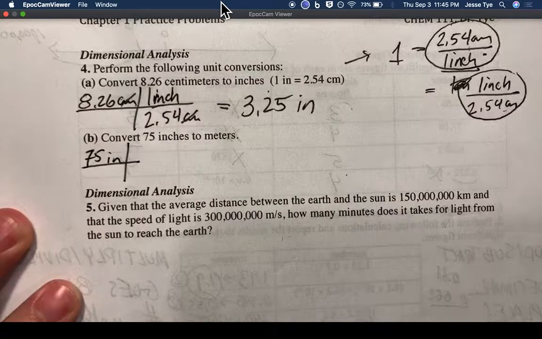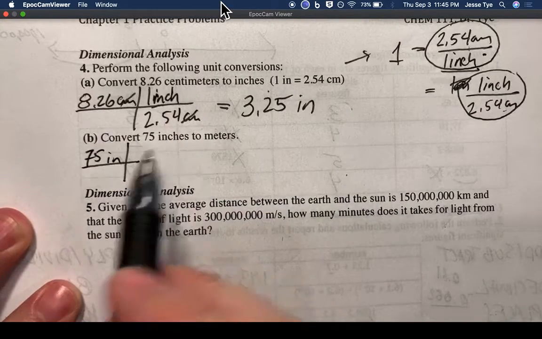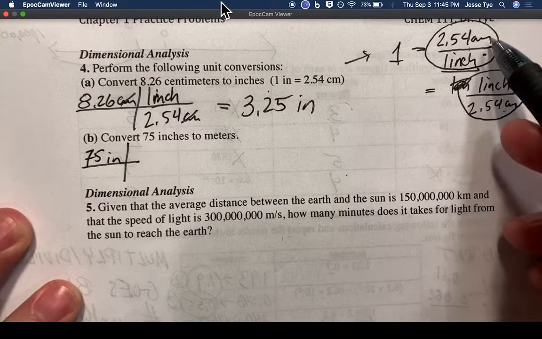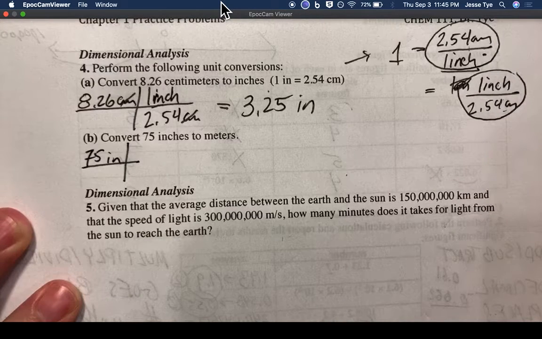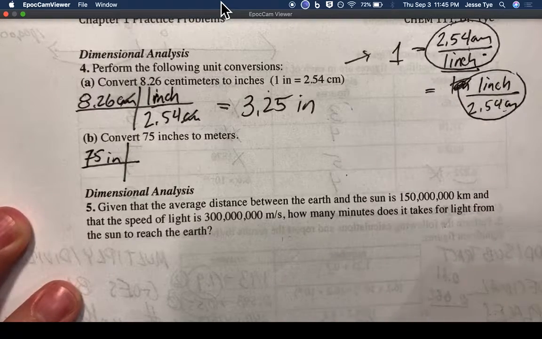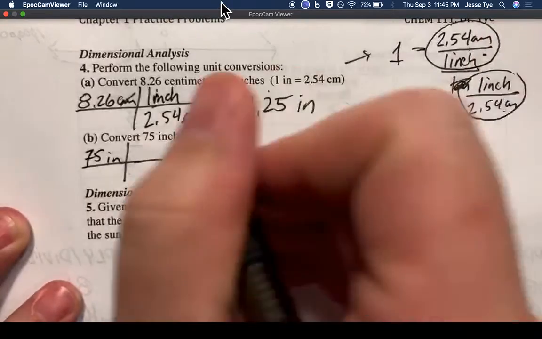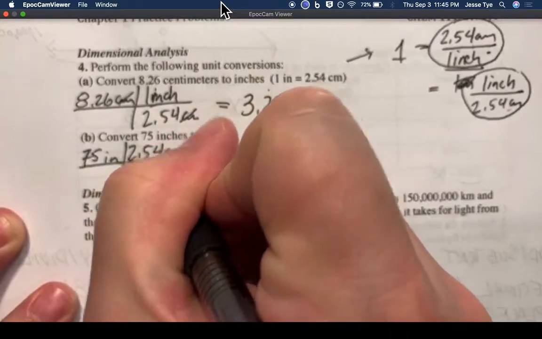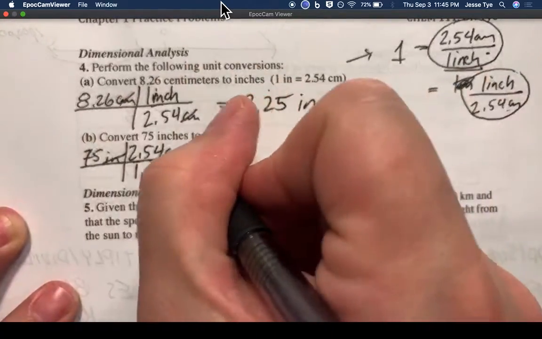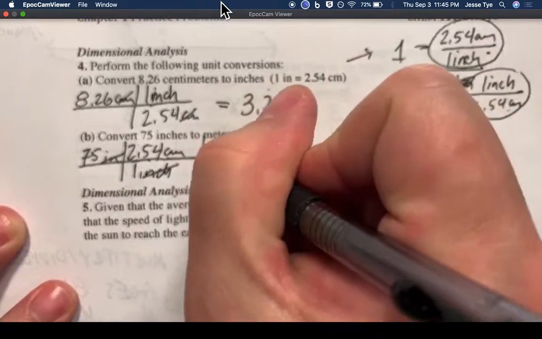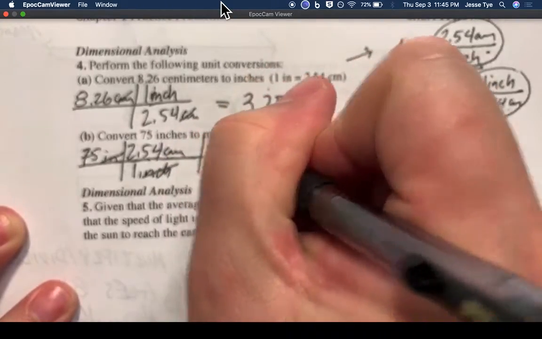75 inches is where we're starting, and we want to get to meters. Well, I certainly don't know a conversion directly from inches to meters. But I do know that I have a couple of conversions here that can convert inches to centimeters. And then if I've got my handy table of metric conversions, I can convert the centimeters into meters. So that's how I will handle it. I'll use this top one now, 2.54 centimeters in 1 inch. Inches cancel. And now, again, you should have your table handy: 100 centimeters in a meter.